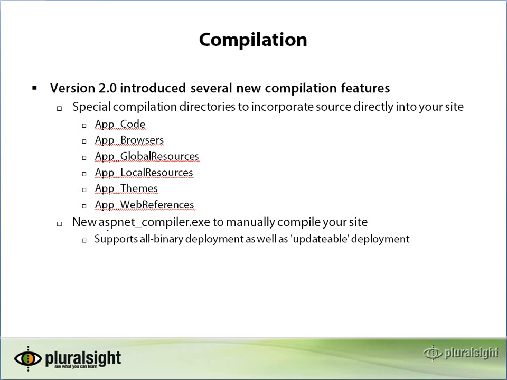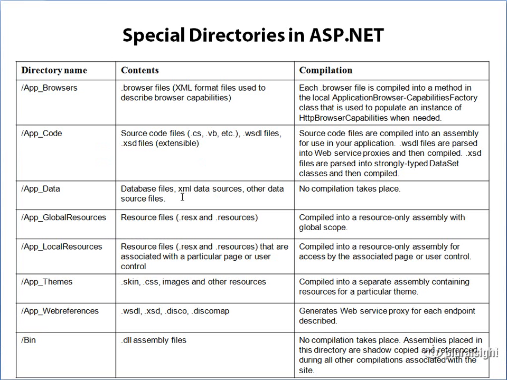And then finally, I just do like to mention there's a new compiler that ships with version 2 of ASP.NET called ASP.NET Compiler, which lets you compile your entire site into a binary deployment. And we'll be looking at that in much more detail when we get to our deployment discussion. So here's a brief reference of all these directories and what you can place into them.